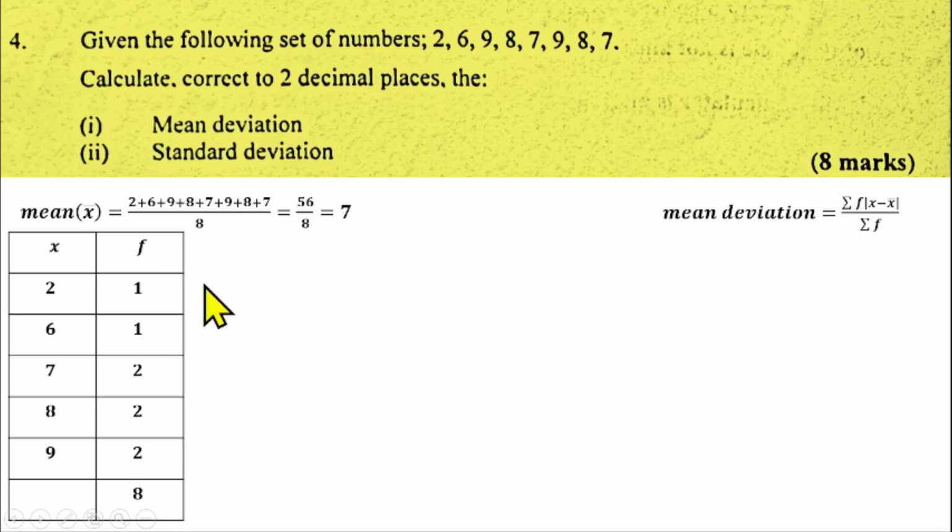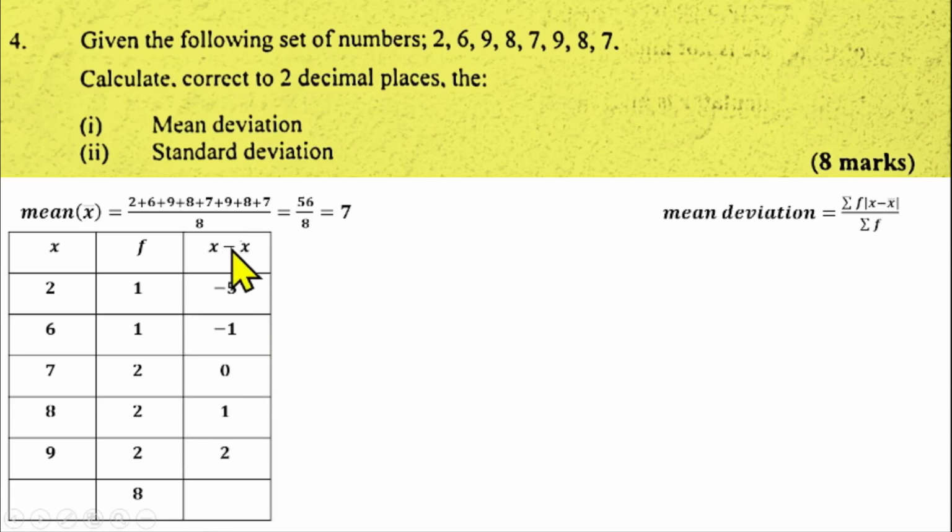Then from there, the next thing to compute is our deviation, which is x minus x bar. So we need to compute x minus x bar, where x bar is the mean. How do we get that? That will be 2 minus 7, which gives us minus 5, because our x bar is the mean. So the next one is 6 minus 7. That gives us minus 1.